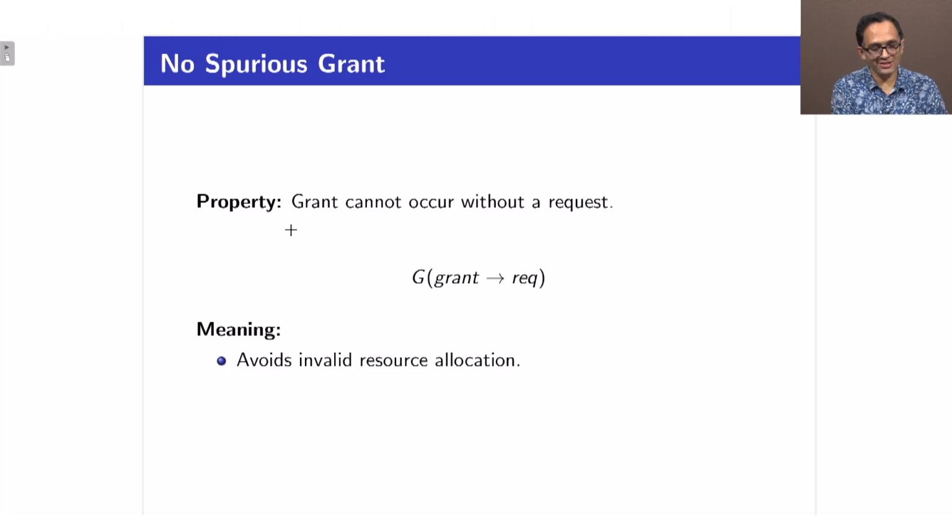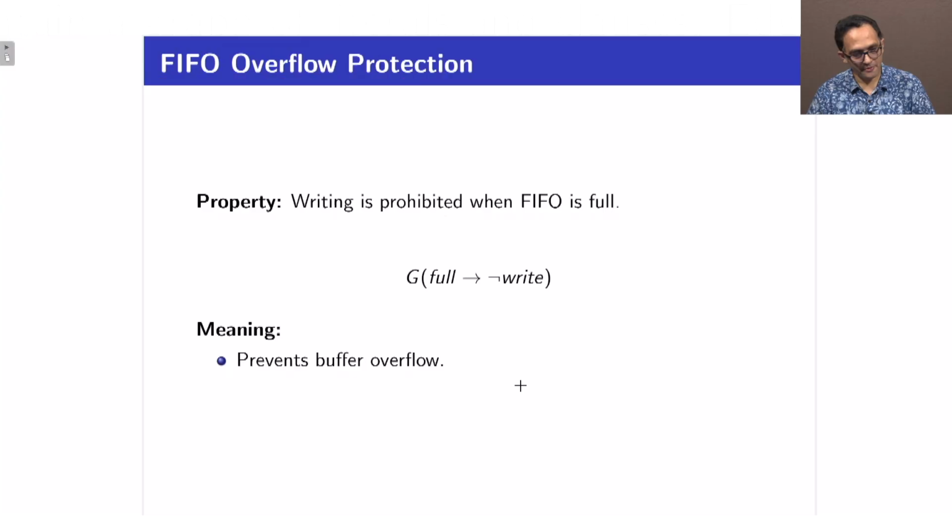Then there is no spurious grant. That means a grant cannot occur without a request. So you will get a grant only if you request. If you have a grant, then there must have been a request, and this is globally true. So this is basically to avoid invalid resource allocation. It means you are not requesting, but you are still getting the grant. So to avoid this in some NOC arbiter or any other cases.